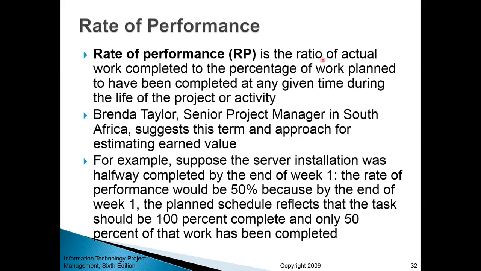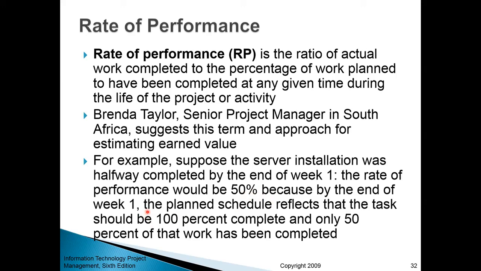Rate of performance is the ratio of actual work completed to the percentage of work planned to have been completed at any given time during the life of the project or activity. To make it simple, rate of performance is how much has been completed, expressed as a percentage: 50% of what was planned, 60%, or 100%, meaning everything. So suppose the server installation was halfway complete by the end of week 1. So the rate of performance is 50% because you were actually planning to finish the server installation by the end of week 1, but you only did 50% of the installation, right?